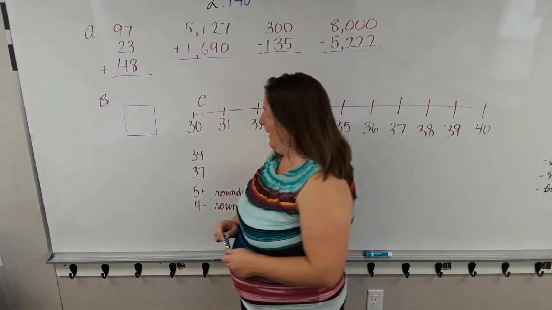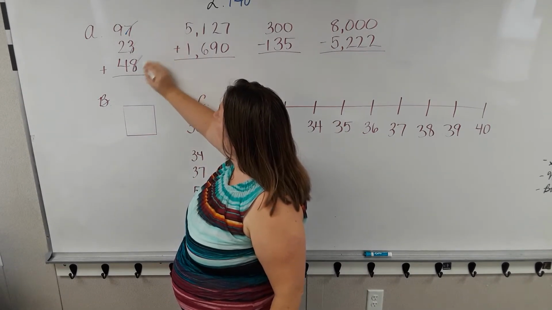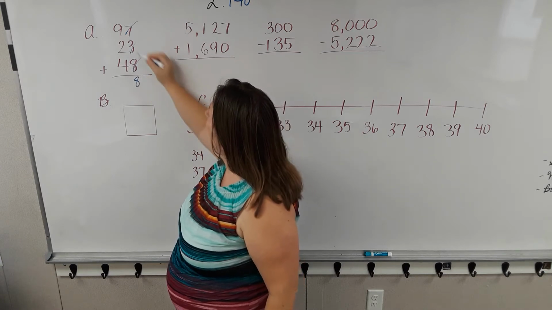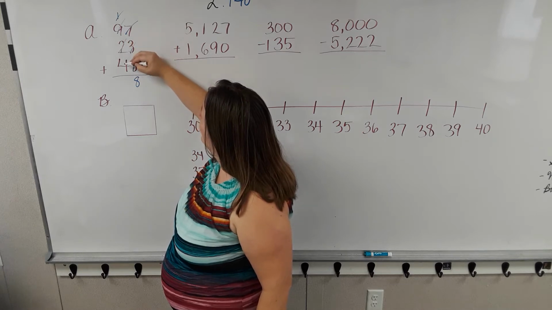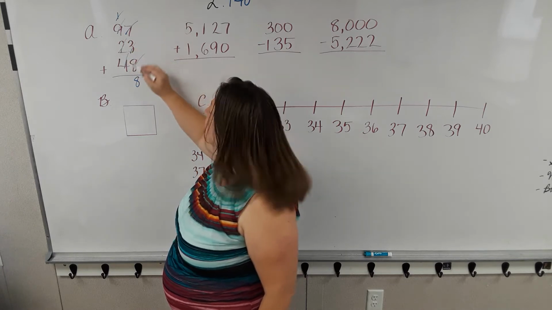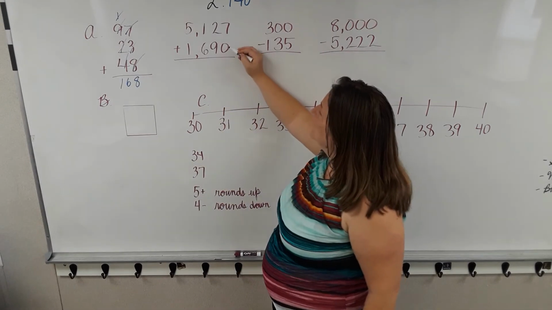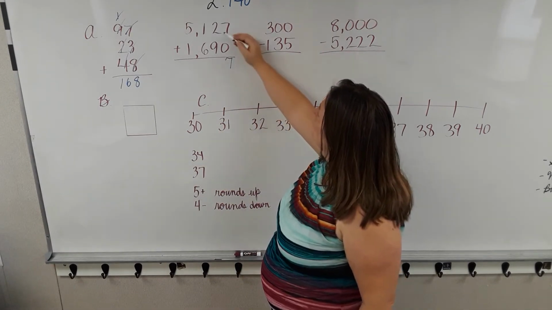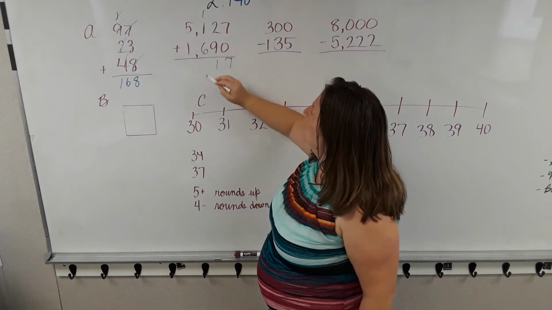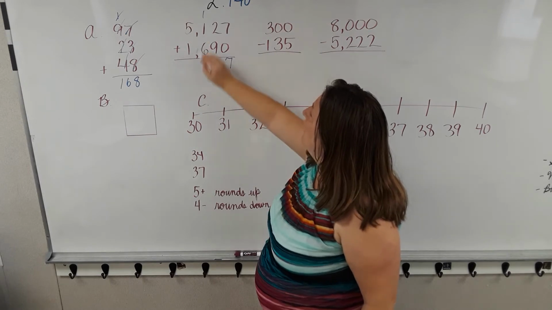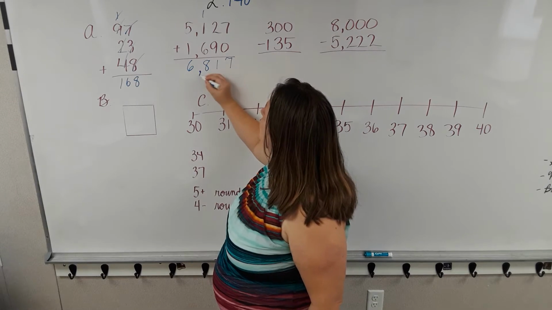Look at A. 7 plus 3 is 10, plus 8 is 18. 1 plus 9 is 10, plus 2 is 12, plus 4 is 16. 7 plus 0 equals 7. 2 plus 9 equals 11. 6, 1, and 1 equal 8. 5 and 1 equal 6. Ones, tens, hundreds, comma.